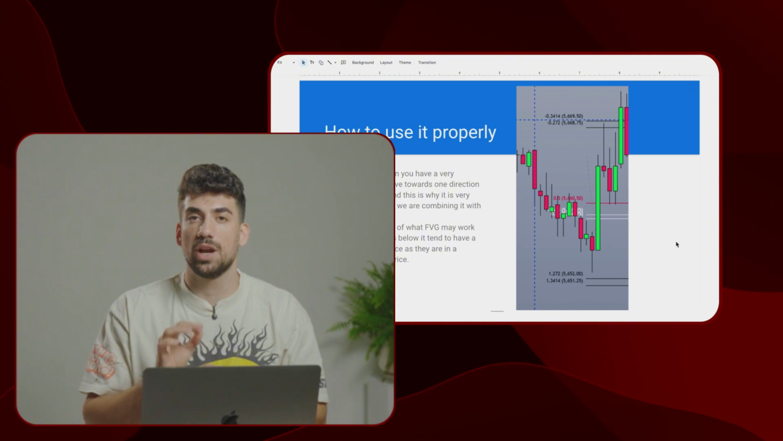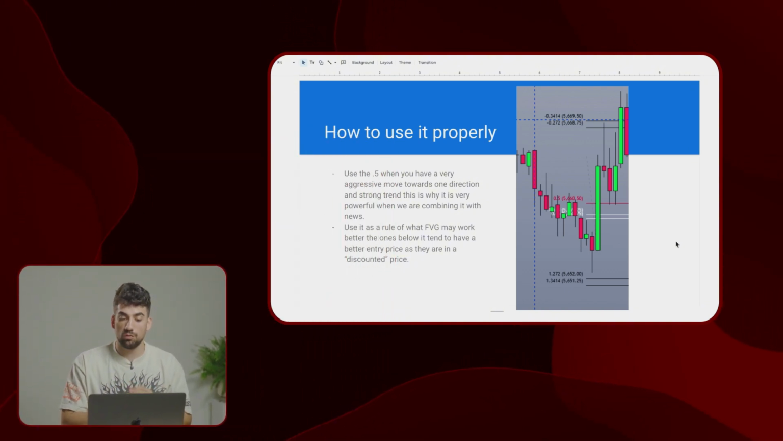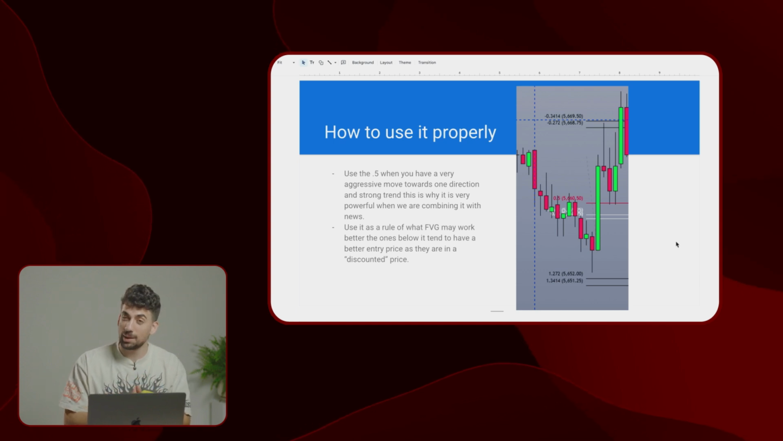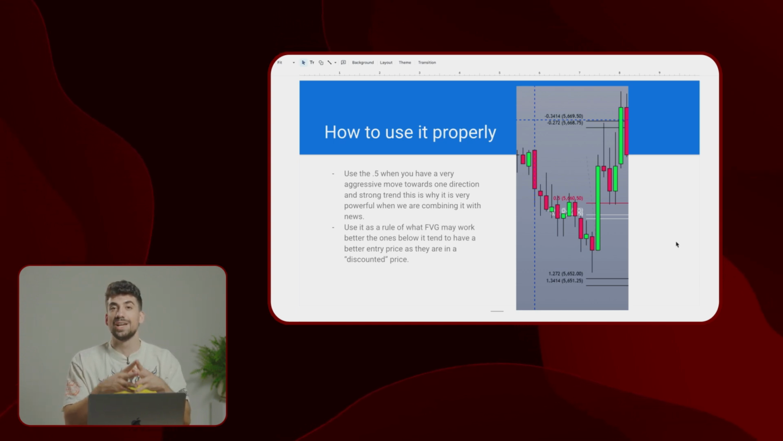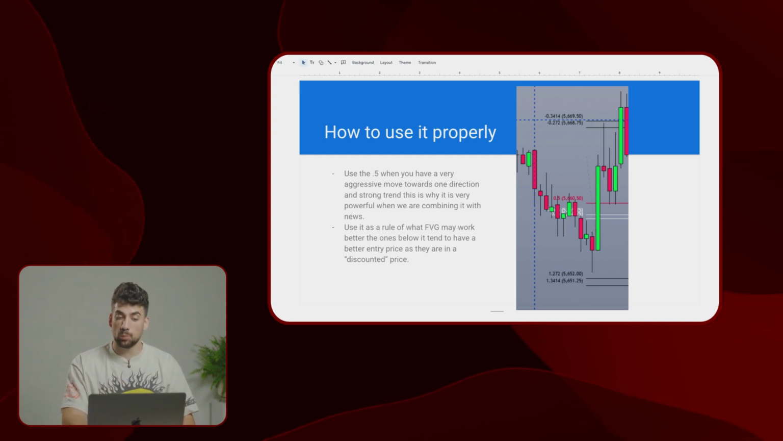This can also be very powerful to use when we combine it with a fair value gap. Use this rule of thumb for which fair value gap may work better: the ones below it tend to have a better entry price. So if a fair value gap is above the 0.5, it is less likely to work than a fair value gap that is below it.